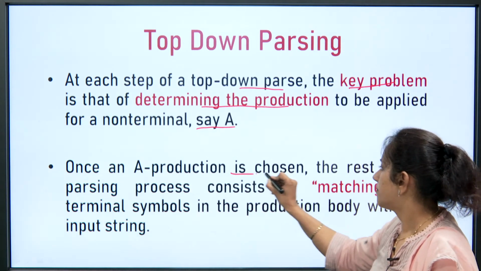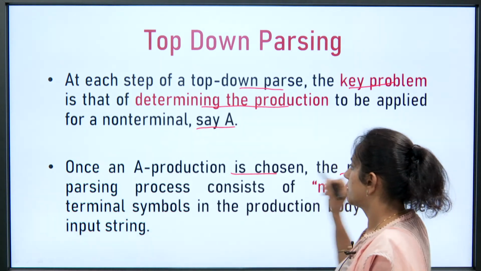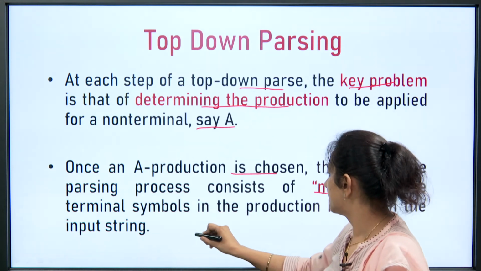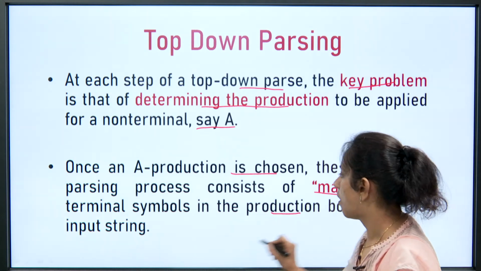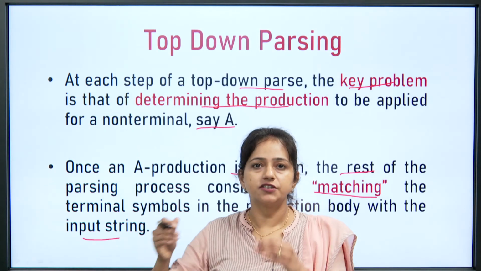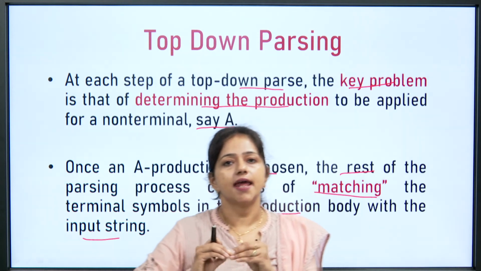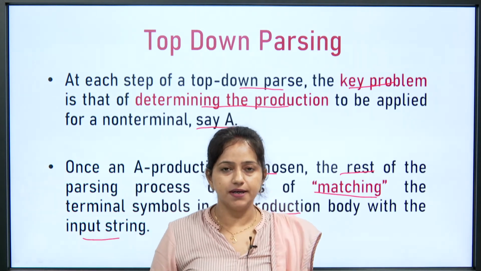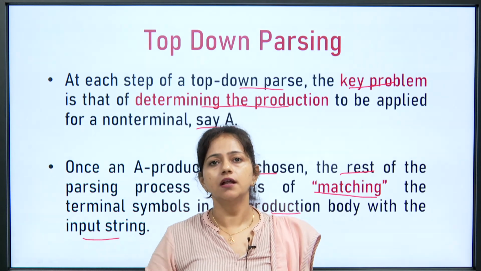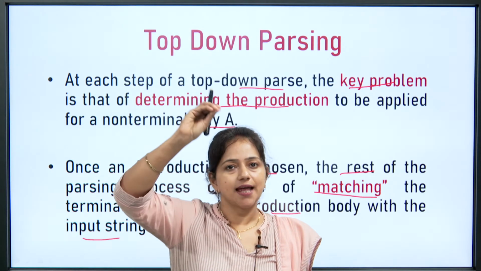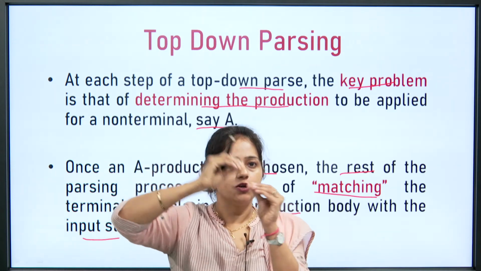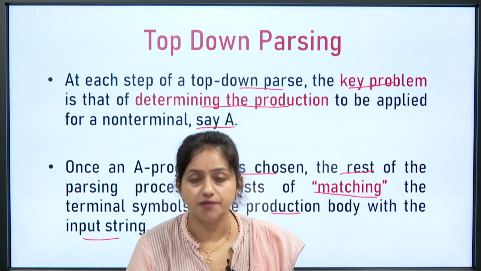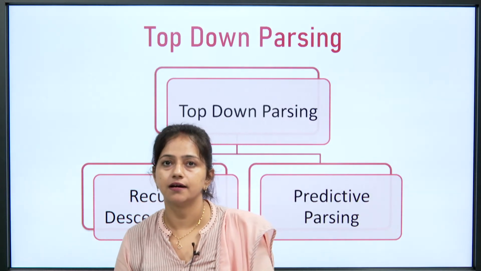Once A's production is chosen, then the rest of the parsing process consists of matching of the terminal symbols in the production with the input string. So, once we have selected the production, in the next step we will do just the matching part with respect to the terminal symbol that we are obtaining in the derivation, as well as with the symbol that we are getting in the input tape. So, we will do the matching. If it is matched, then we can say that somewhat we have selected the correct choice.